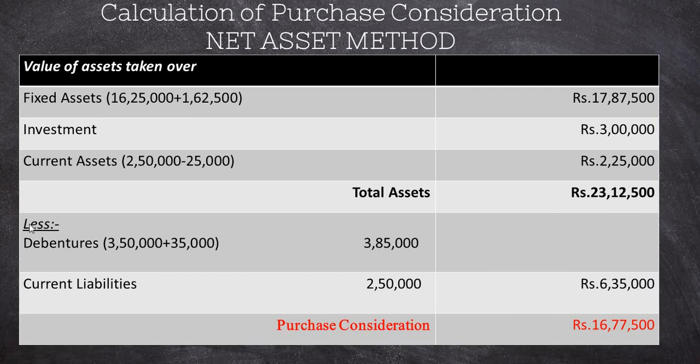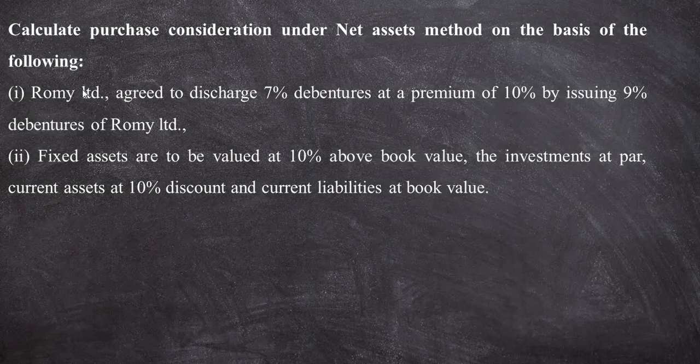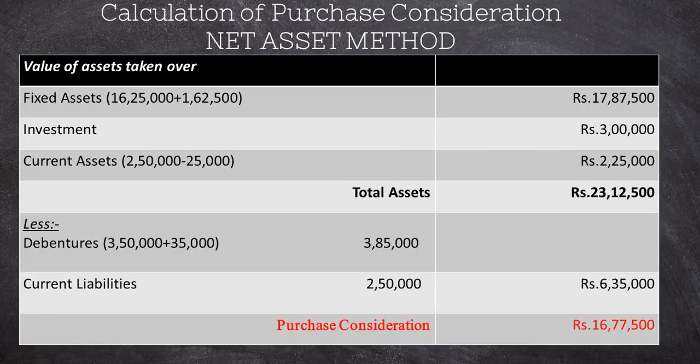Next we are going to calculate the liabilities. So liabilities taken over. So what are the liabilities given in the balance sheet? Debentures is given, current liability is given. So debentures is 7% debentures, that is 3,50,000. But in the adjustment, Romi Limited agreed to discharge 7% debentures at a premium of 10%. So for calculating the debentures, 3,50,000 into 10%, because of the 10% premium on 7% debentures. So 3,50,000 plus 35,000 will get 3,85,000.